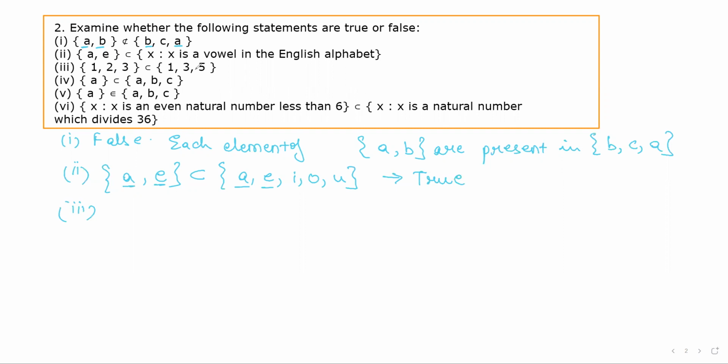{1, 2, 3} is a subset of {1, 3, 5}. To be a subset, all elements on the left hand side should be present on the right hand side. 2 belongs to the left hand side, which is not present on the right hand side. Hence the statement is false.